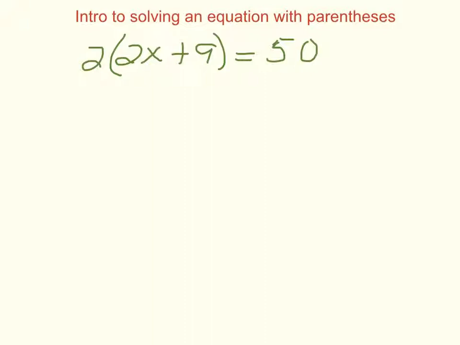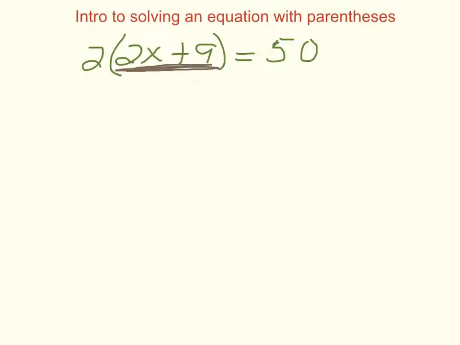Probably one of the most solid ways to solve these equations when they have parentheses is to take a look at what's inside the parentheses. Can these terms be added together? That's what you want to ask yourself. And the answer is no. We have the 2 with an x attached and the 9 does not have an x, so they can't be added. That means we need to find a different way to get rid of the parentheses.